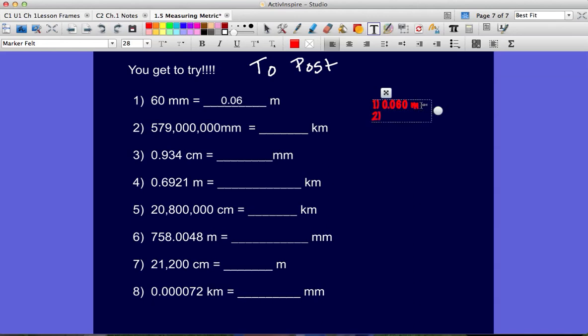So I gave you the answer to number 1, still post it, and you need to do 2 through 8 on your own. As always, if you have any questions, make sure to post them to Edmodo so we can go over them in class tomorrow.